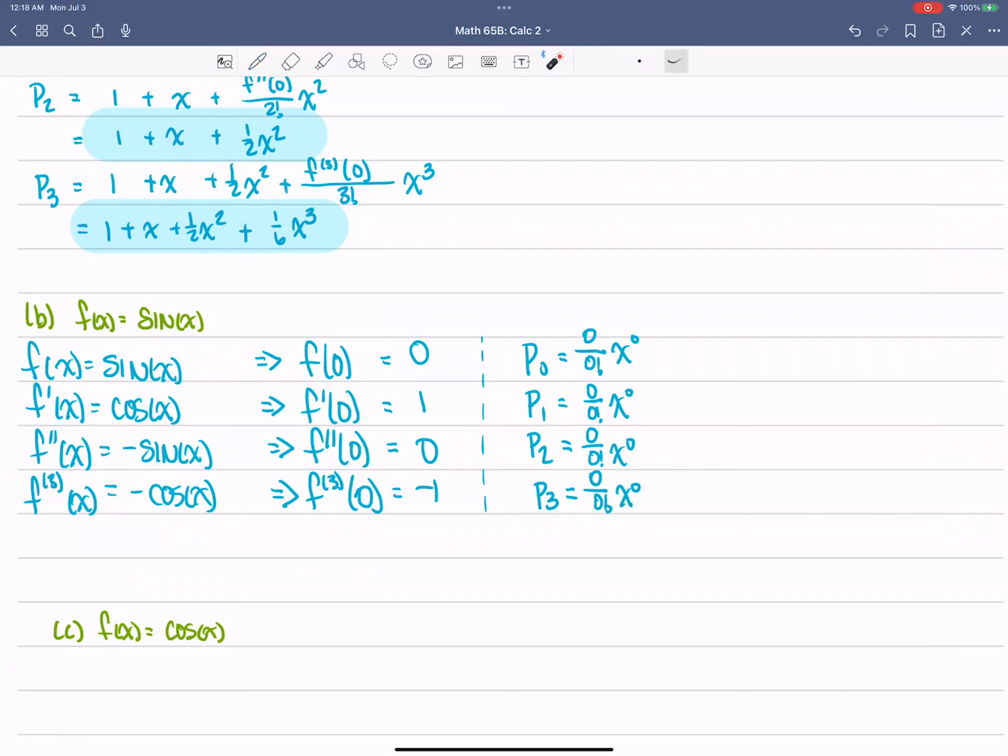And for additional ones, this one's going to have another term, so we're going to put plus on each of these. Now the second term is going to be f prime of 0 over 1 factorial times x to the power 1. So f prime of 0 is going to be 1 over 1 factorial x to the power 1. Each of these have this.